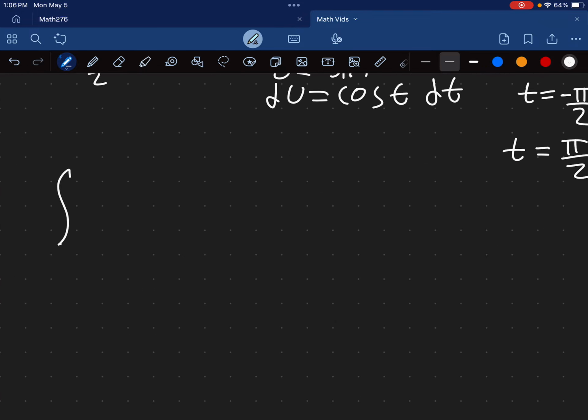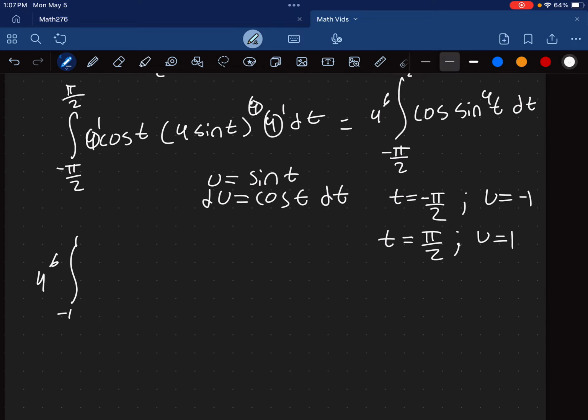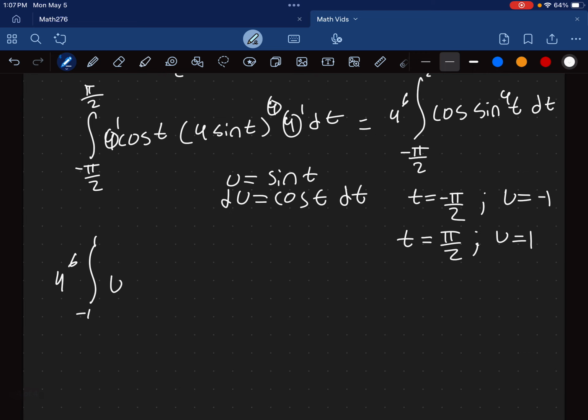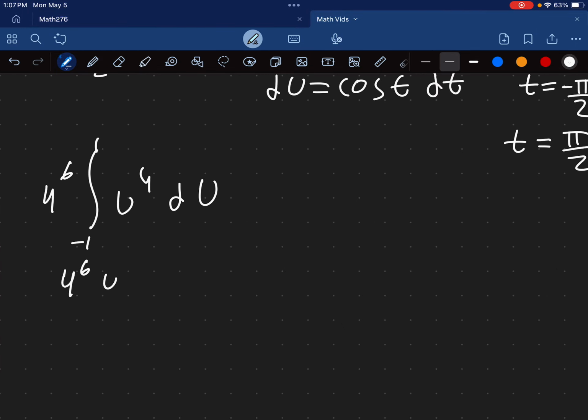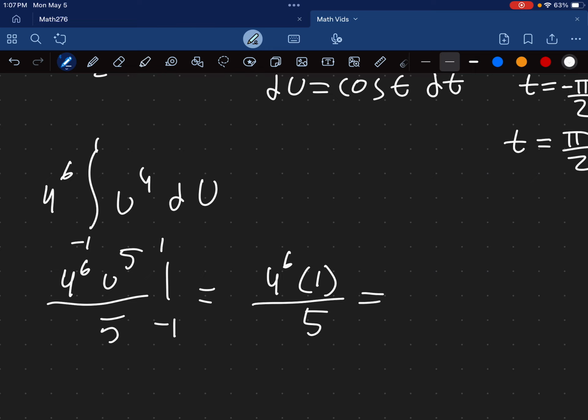Okay, so our new integral is 4 to the 6, still out in front, from -1 to 1, and it just becomes u to the 4th du. Okay, so now this becomes 4 to the 6 times u to the 5th over 5, evaluated from -1 to 1. So this is just 4 to the 6 times 1 over 5. And let me do this on my calculator real quick, guys, so I can make sure I get the right answer. And we see that this is 8,000.